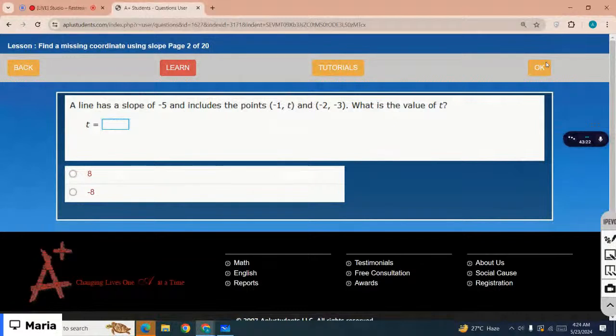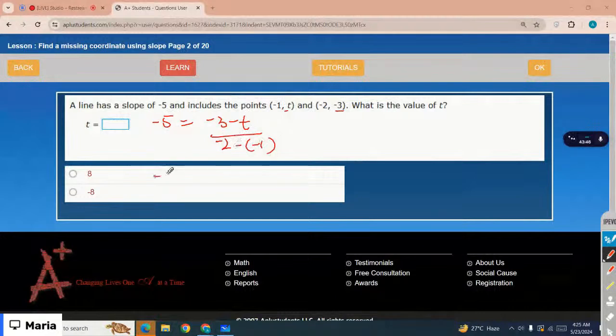A line has a slope of negative 5 and includes the points (-1, t) and (-2, -3). What is the value of t? So just use the same formula we use for the slope. That is negative 5 equals y2 minus y1, negative 3 minus t, divided by x2 minus x1. So that is negative 5 equals negative 3 minus t divided by negative 2 plus 1, which is negative 1.